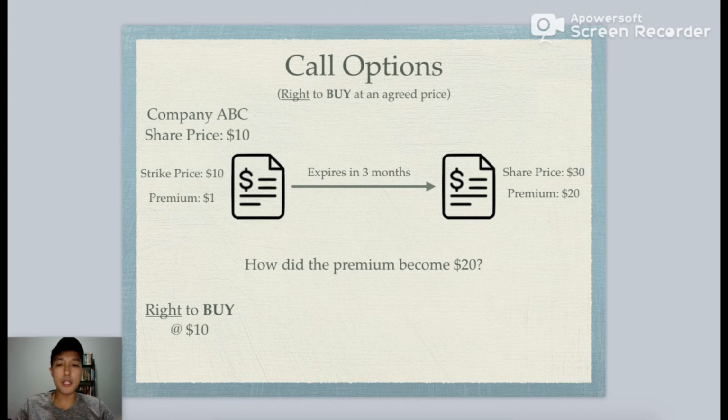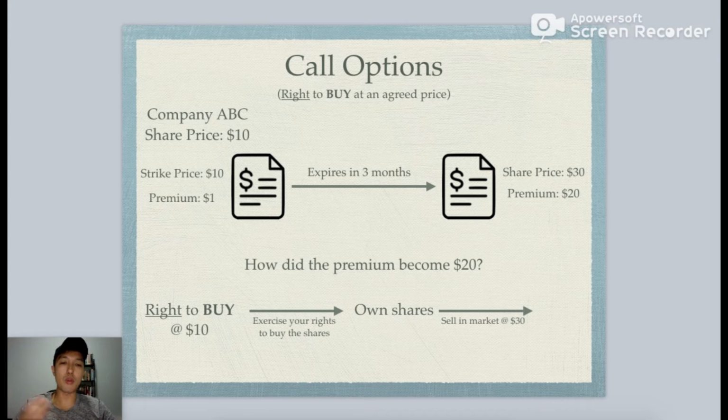Remember, the call option is the right to buy. When the share price went up to $30, will you want to buy from the market at $30, or do you want to exercise the call contract so that you can buy at $10? In most cases, you will want to exercise this contract to buy at $10. Am I right? So if you exercise the contract to buy at $10, you will own the share at $10. Then, since the market is selling at $30, you can immediately sell your shares into the market at $30. At the end of the day, you will profit $20.